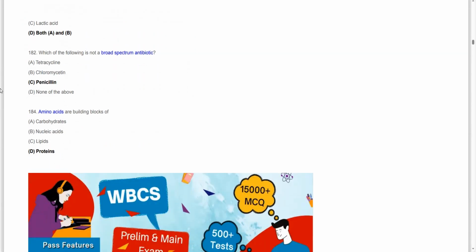Moving on to the next. Which of the following is not a broad spectrum antibiotic? Penicillin is not a broad spectrum antibiotic, but among the other options, these are broad spectrum antibiotics. So conversely, which of the following is a broad spectrum antibiotic?